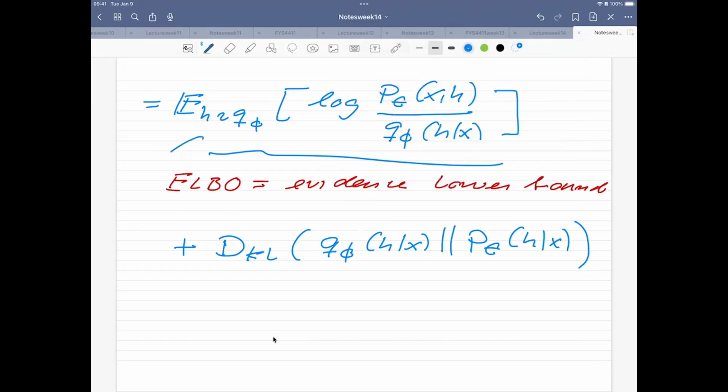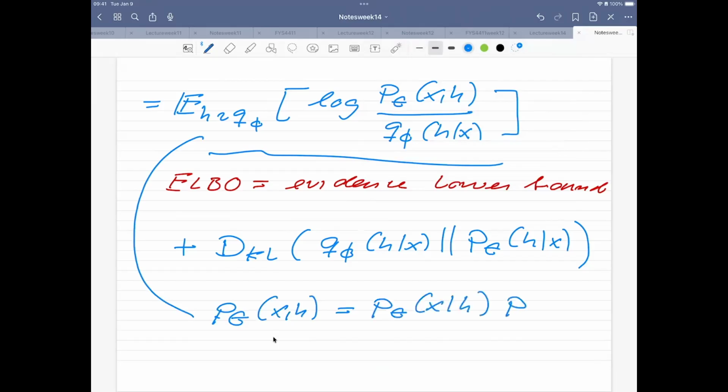So this term, if we now remind ourselves that P_theta(x, h) is actually given by P_theta(x|h) times P_theta(h), then we know that if we now integrate away h, we are left with the probability which we are interested in. So this is given by an integral over h of P_theta(x|h) and P_theta as a function of h.